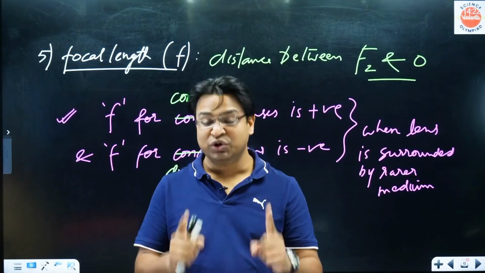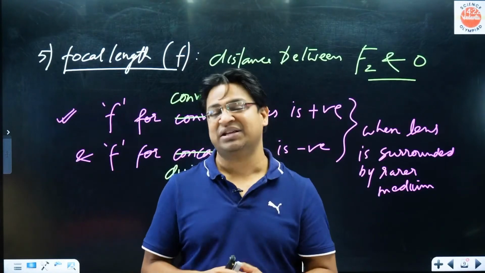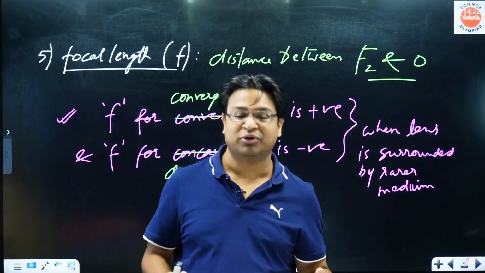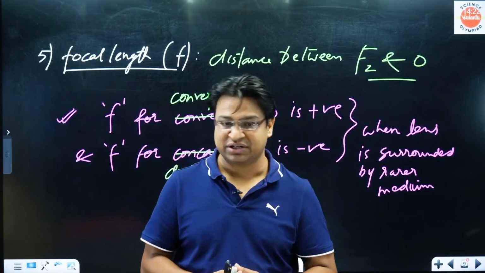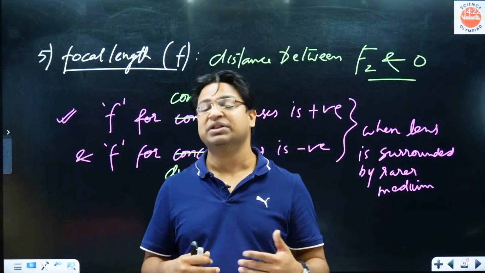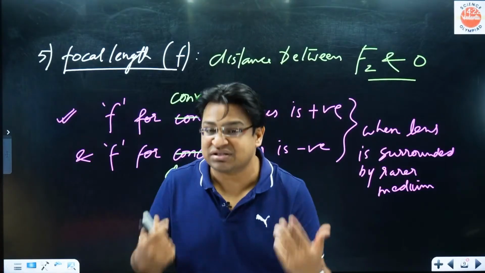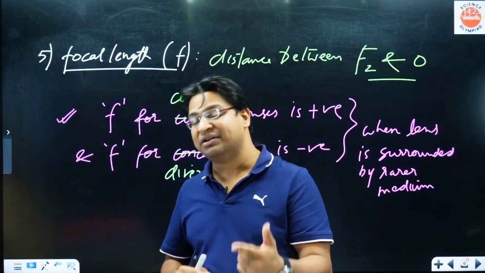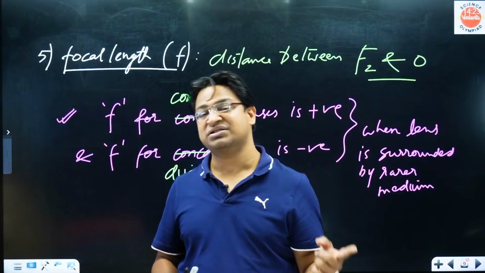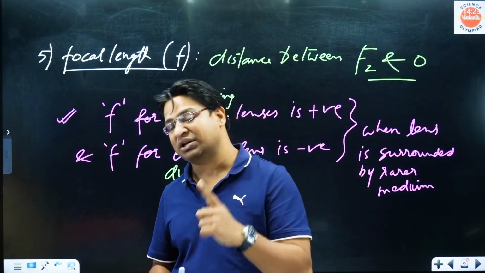But if you keep the lenses in a medium which is denser than the lens, I'm not talking about the mass density, I'm talking about the refractive index. A denser medium means a medium with a higher value of refractive index. So if you keep a lens in a denser surrounding, then the behavior interchanges. The convex lenses turn into diverging lenses, and the concave lenses turn into converging lenses.